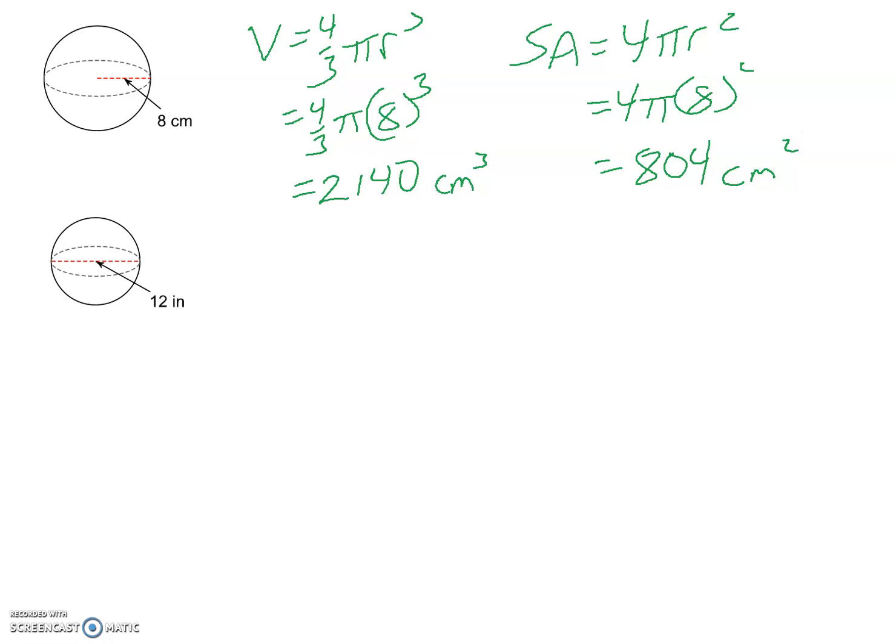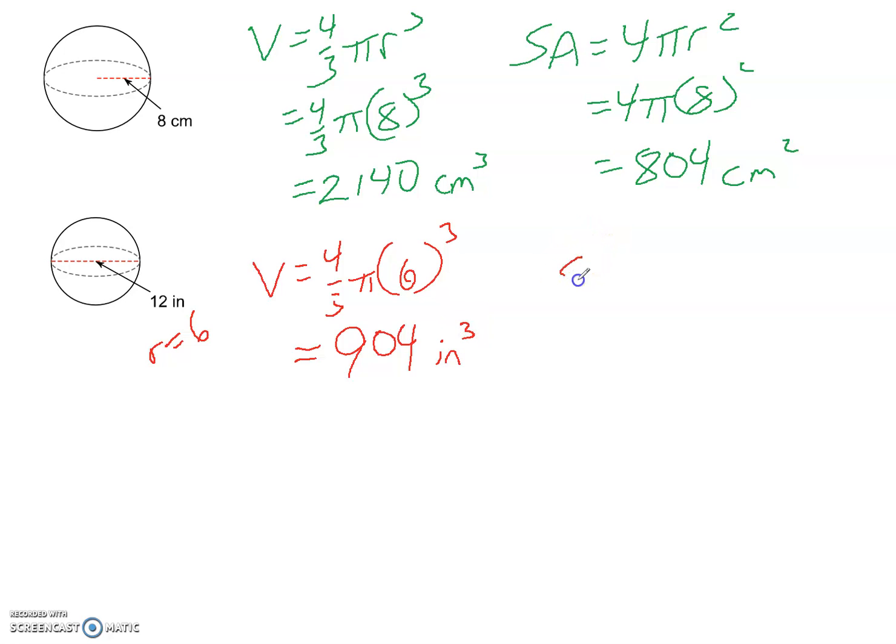So let's do the same type of thing for the second sphere. No big deal. The only thing is we have the diameter is 12 inches. So of course we want the radius. So that's just half of that. So the radius would be 6. And other than that, the calculations are almost identical to each other. So again, we get the volume is going to be equal to the 4/3 pi 6 cubed. That would be about 904, and this is inches, so inches cubed.